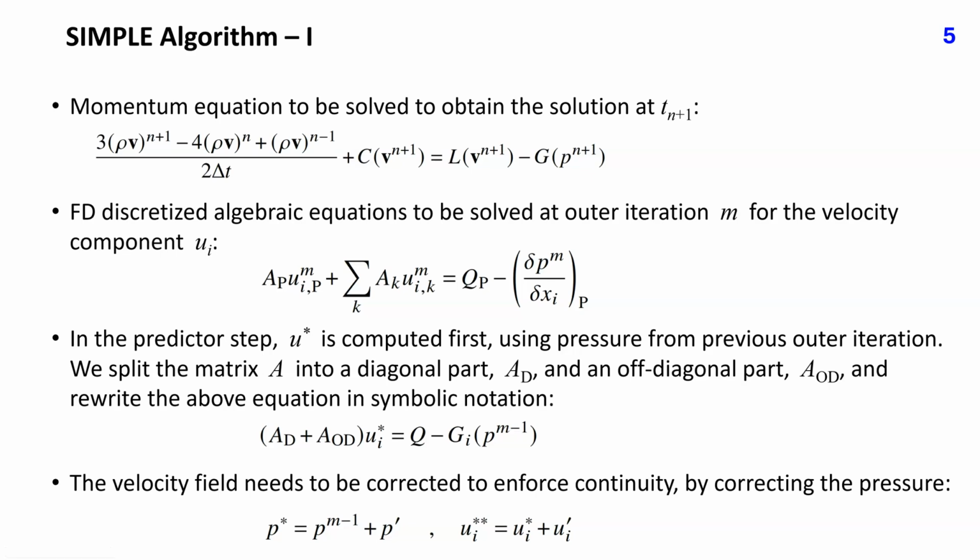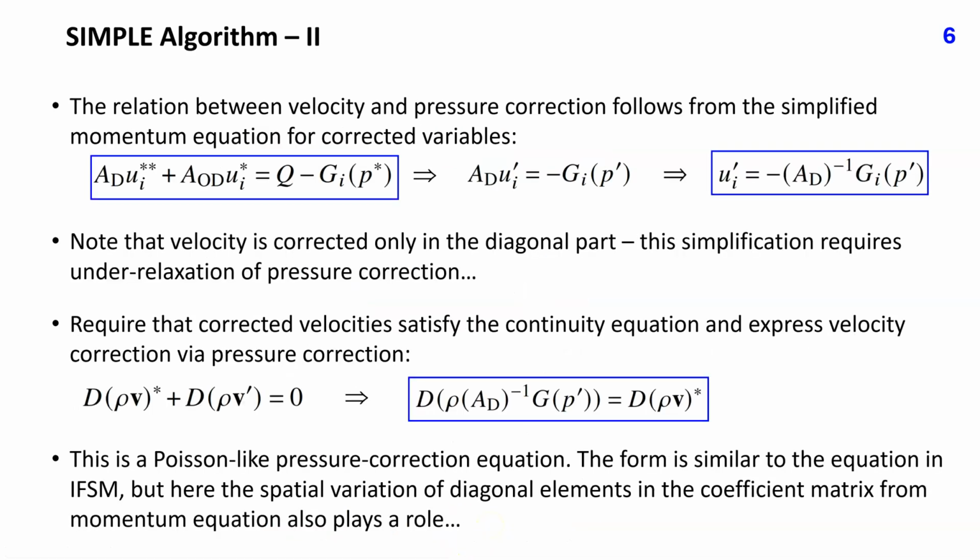The velocity field needs to be corrected to enforce continuity by correcting the pressure. The corrected pressure is denoted by 1 star and corrected velocities by 2 stars. The relation between velocity correction and pressure correction is obtained by requiring that corrected velocities and pressure satisfy this simplified form of the momentum equation. Note that velocity is corrected only in the diagonal part, that is, only at the cell center, not at neighbor nodes. This simplification requires under-relaxation of pressure correction.